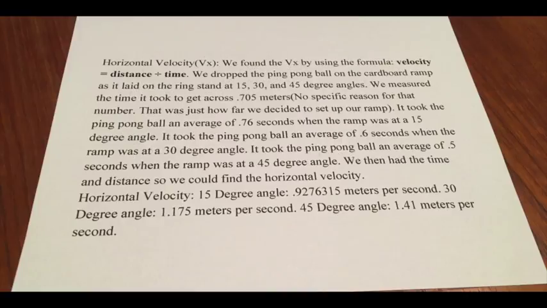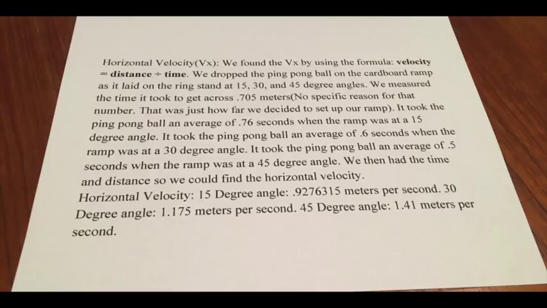To find the horizontal velocity, we used the formula velocity equals distance divided by time. To find the time and distance, we dropped the ping pong ball on the cardboard ramp, as the cardboard ramp was at a 15, 30, or 45 degree angle. These different angles changed the speed, changing the amount of time it would take.